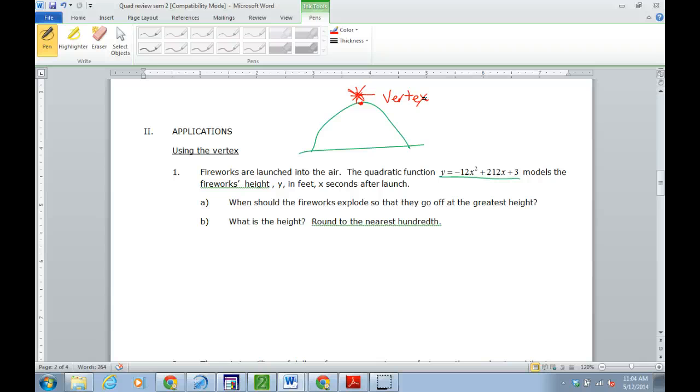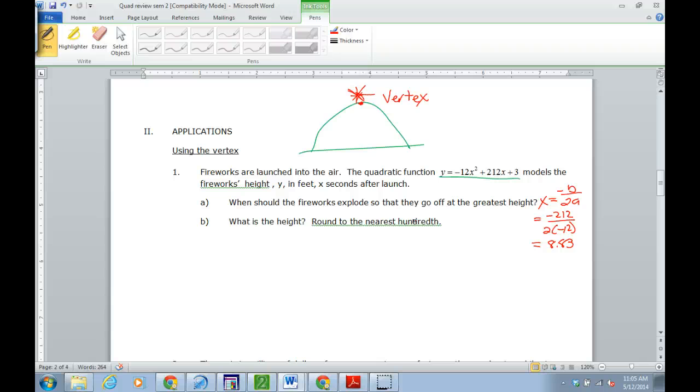How do I find that vertex? Okay, never mind. So x equals -b over 2a. Okay? Yep, so that would be equal to -212 over 2 times -12. And I think what you end up with is 8.83, something like that. You'll have to check. Okay, so that was part A.